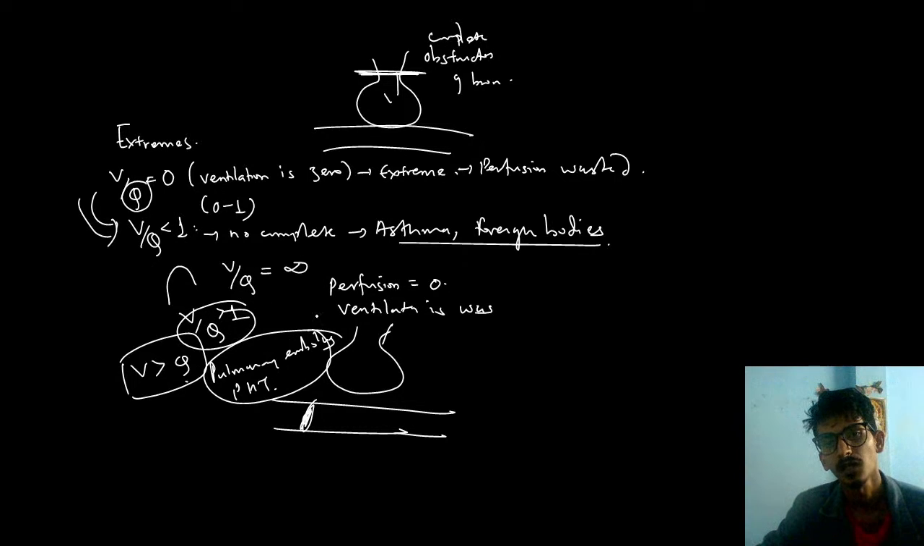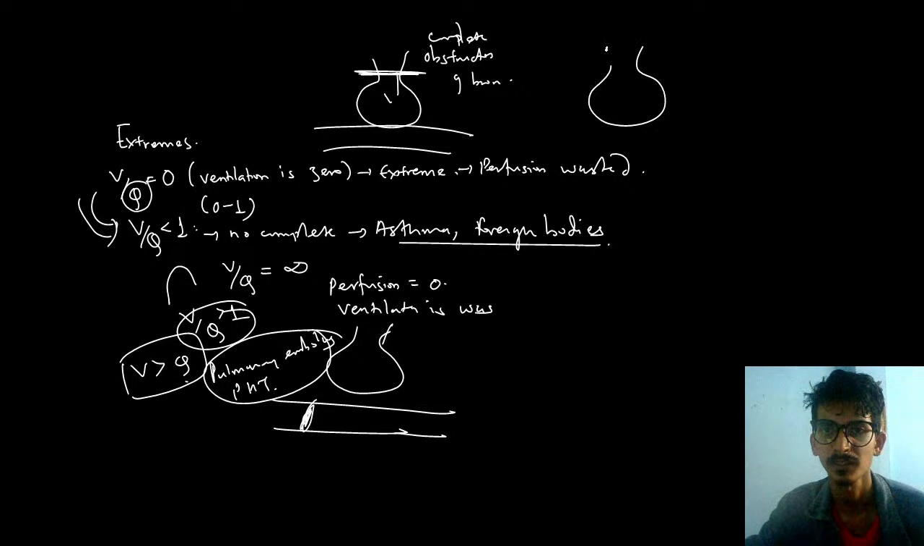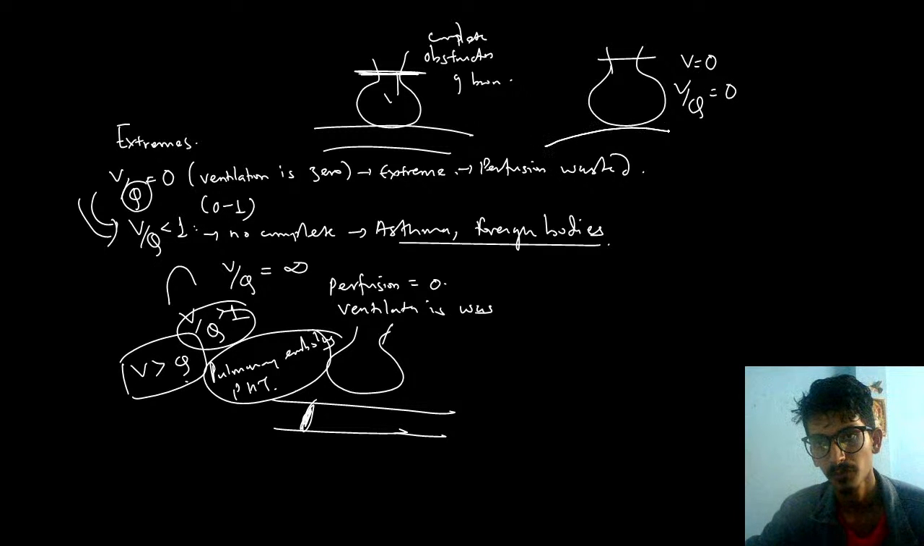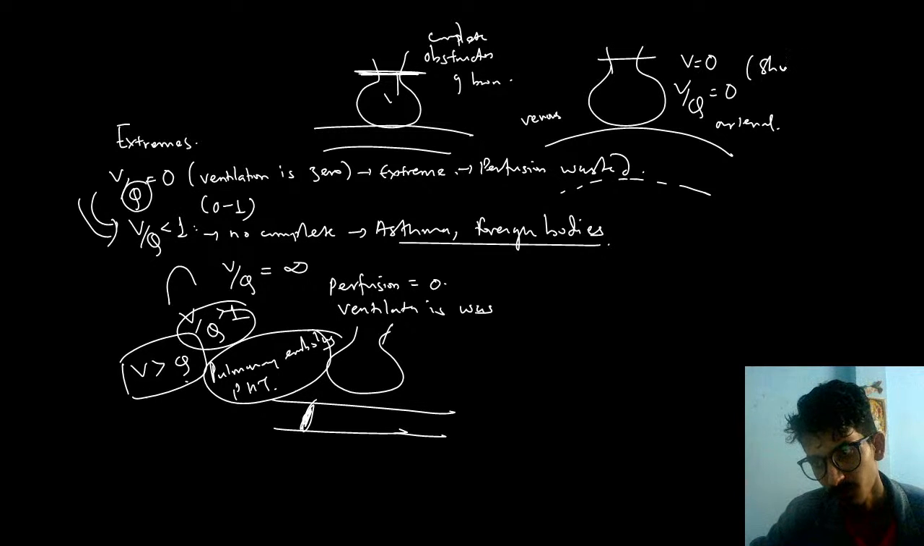So if there is no ventilation at all, that is ventilation is 0, that means V/Q is 0. That means all the blood that comes from the venous side to the arterial side is shunted. That means there is no gas exchange. So this is the case where we have a shunt.